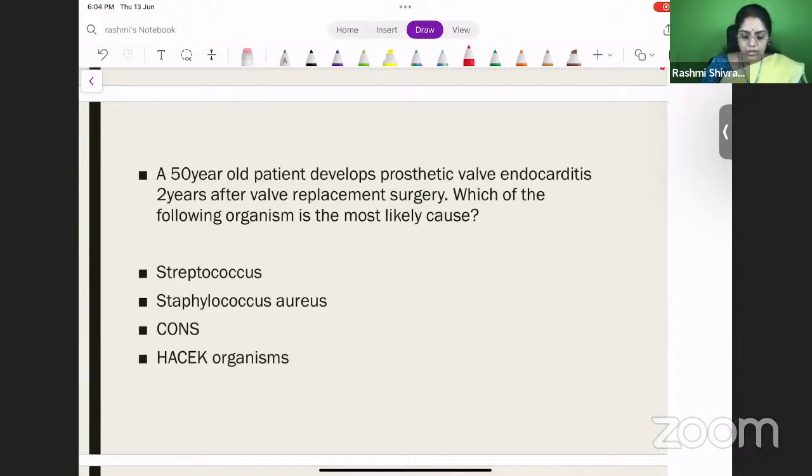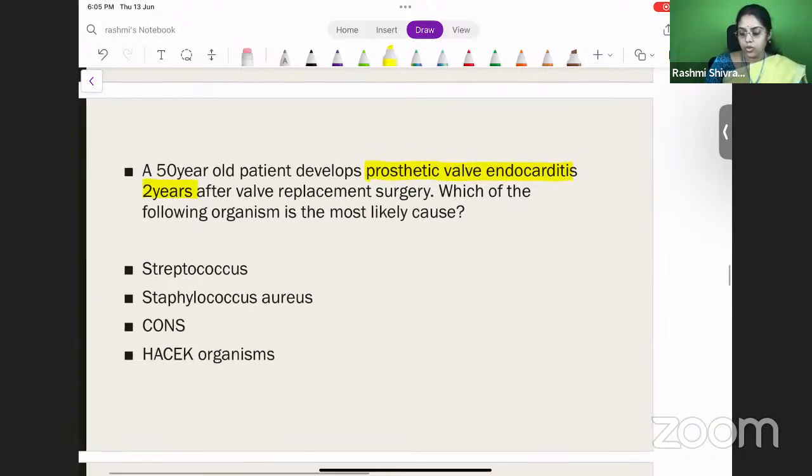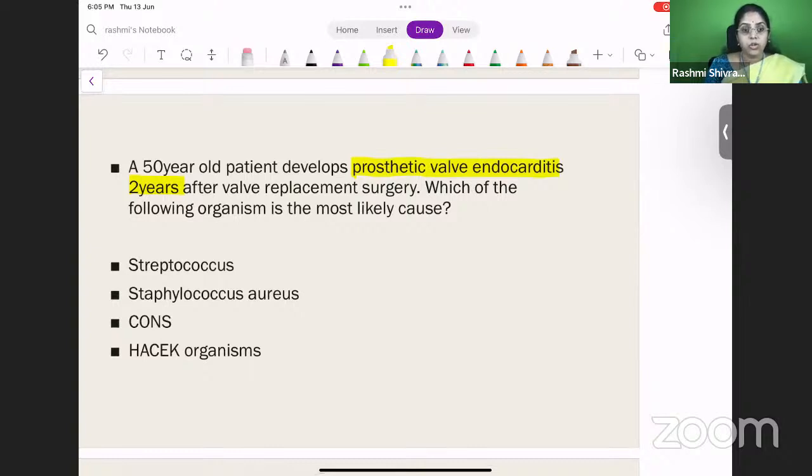Okay, so there are a few things that you must remember in this question. One, it is prosthetic valve endocarditis. And the other, the duration. It is 2 years after the replacement surgery. So, how do you approach this question? What could be the answer? If any of you could guess, that would be great.